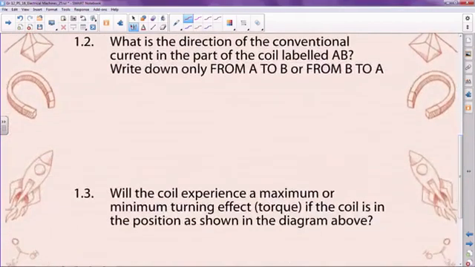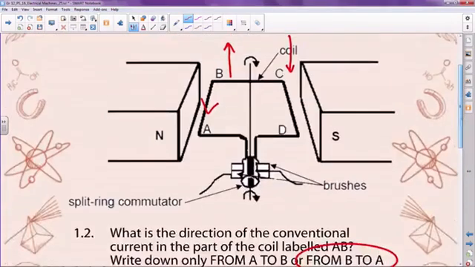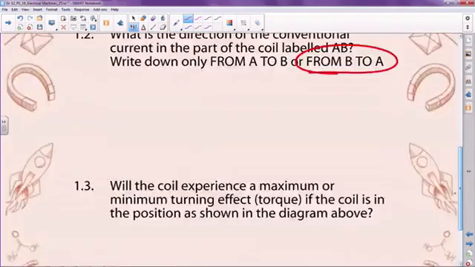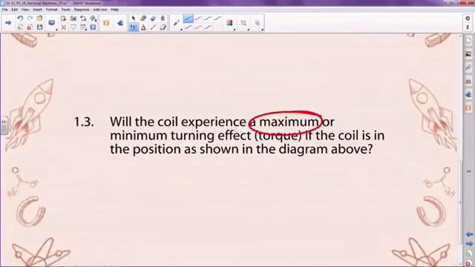Then, so this is from B to A. I'm not going to write it down. Then they say, will the coil experience a maximum or minimum turning effect? Well, the coil is flat in the magnet. This is a maximum. If it was vertical, it would be a minimum. So this is a maximum. Yay, maximum, nice and easy.